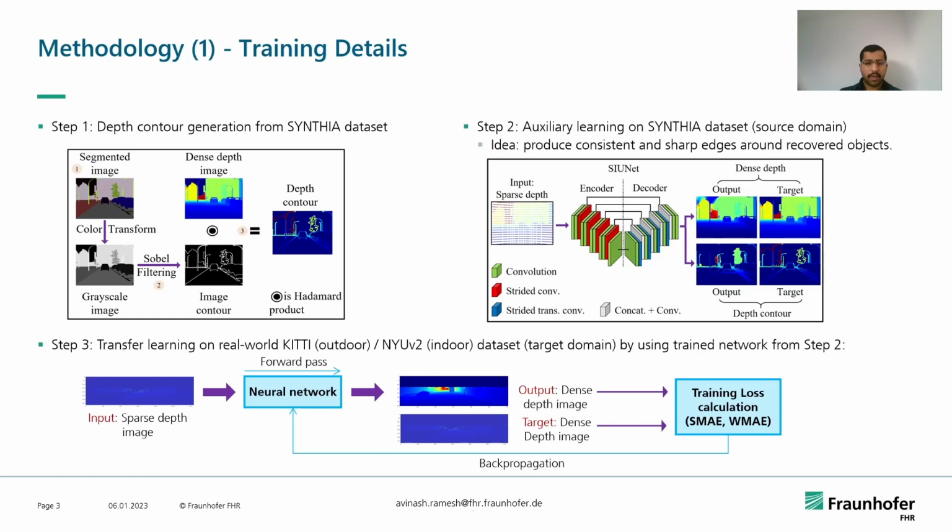In that, we make use of the semantic segmentation image available in the synthetic outdoor dataset to generate depth contour images, as shown here in step 1. The idea is to learn structural information in lieu of semantic information to produce sharp edges. Hence, both dense depth image and depth contour image are used as targets during the auxiliary learning step, as shown here in step 2. Finally, our network is trained on a real-world dataset using transfer learning, by using only depth images as targets, as shown in step 3.